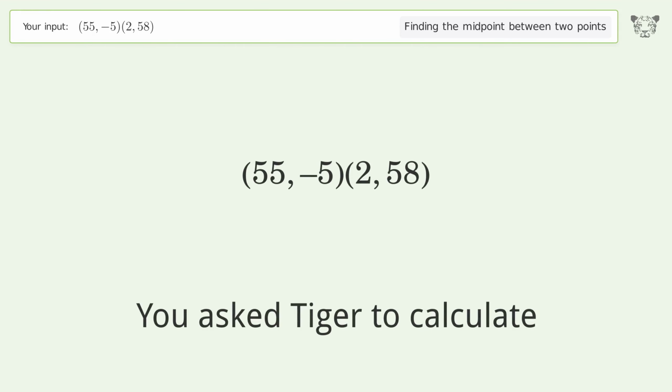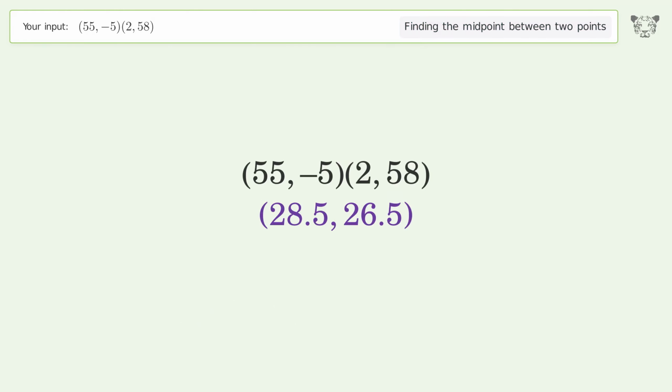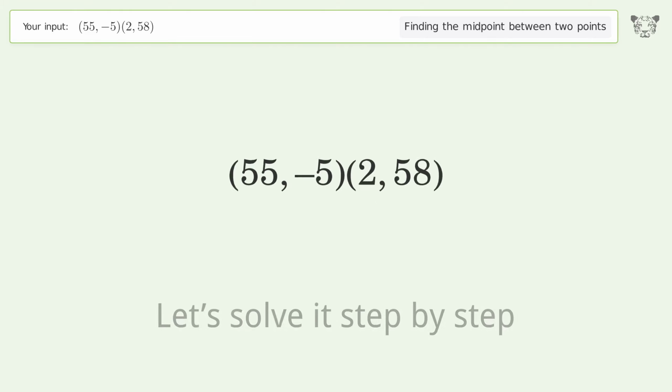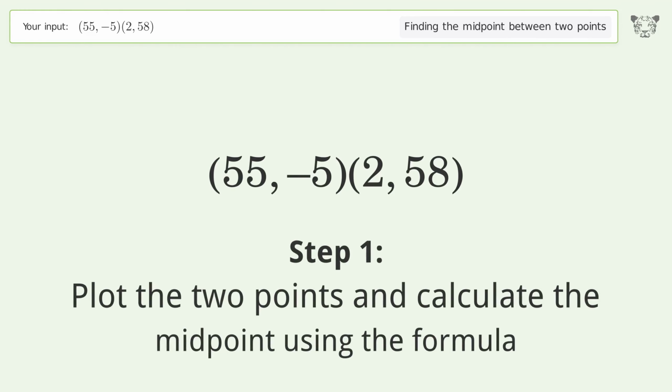You ask Tiger to calculate. This deals with finding the midpoint between 2 points. The midpoint between the 2 points is 28.5, 26.5. Let's solve it step by step. Plot the 2 points and calculate the midpoint using the formula.